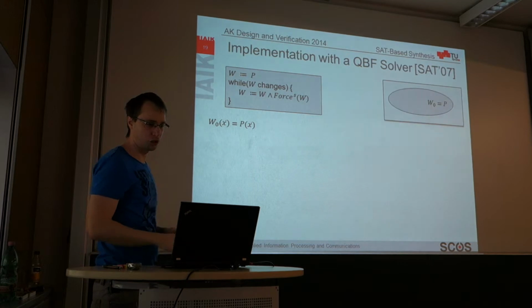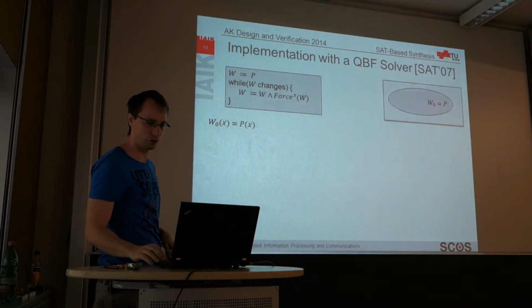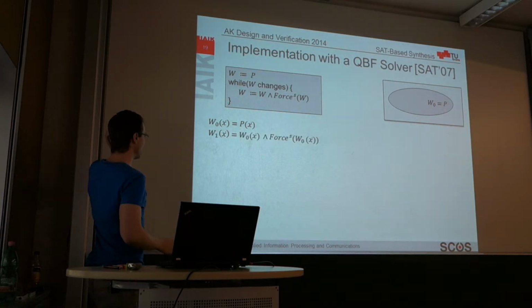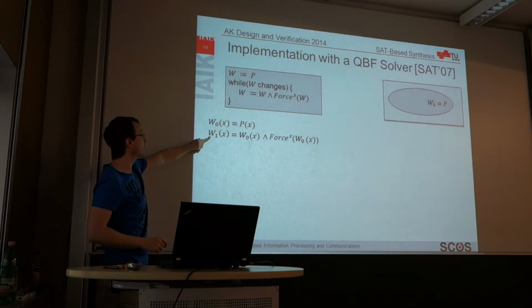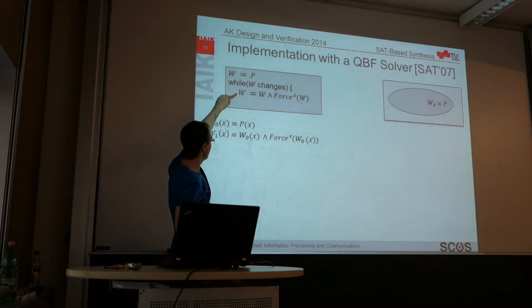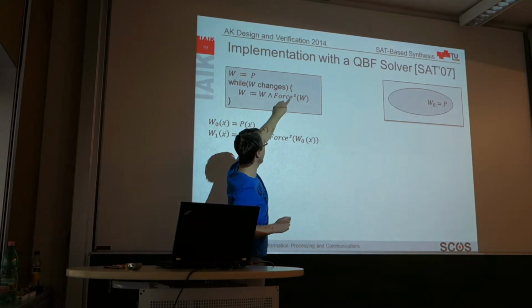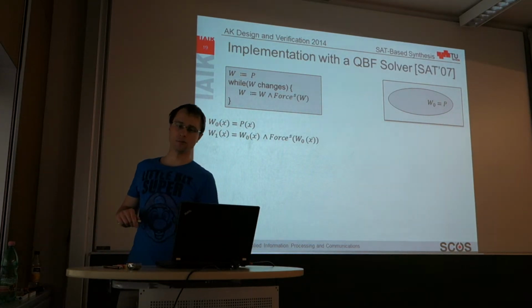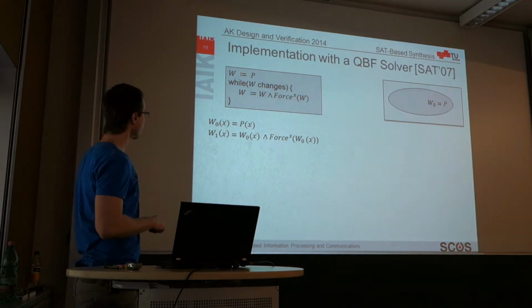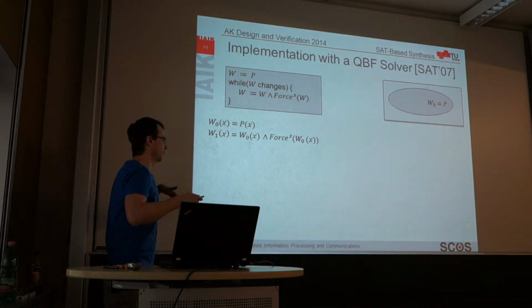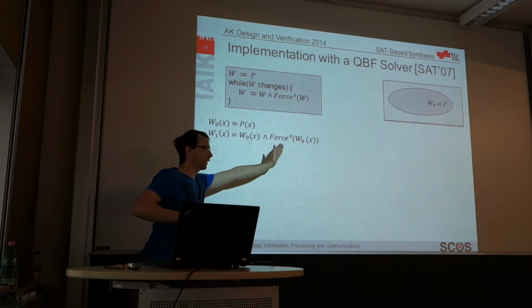The next operation, here is also a graphical illustration, nice. Then the next step is we compute the next value of W by saying it's the old value of W and force S of the Wien region. Also here, we did not have to call any solver, we can just write down this formula.